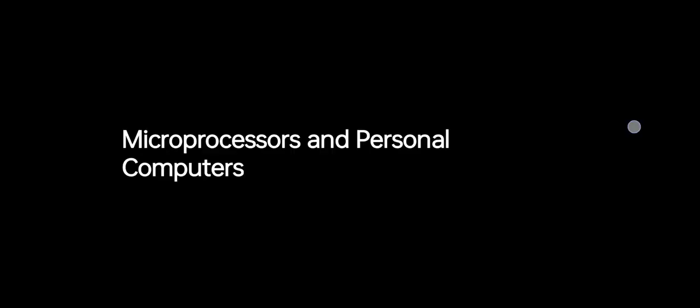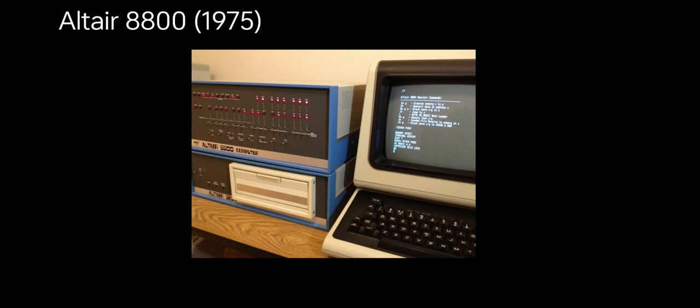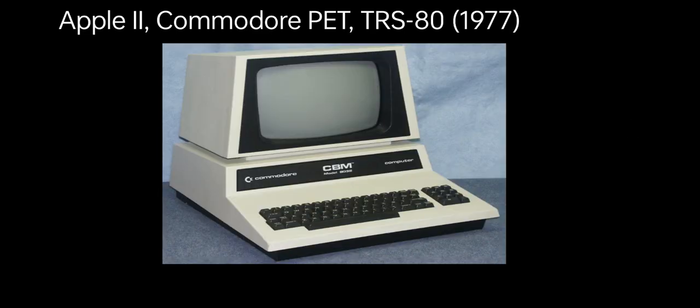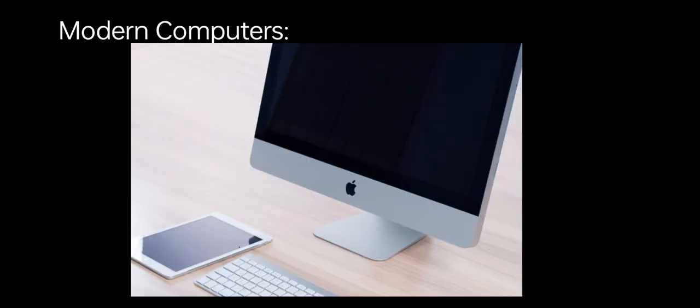Microprocessors and personal computers. Microprocessors were invented in the 1970s. In 1975, the Altair 8800 was invented. In 1977, the Apple II, Commodore PET, and TRS-80 were also invented. And in 1981, the IBM PC was invented.